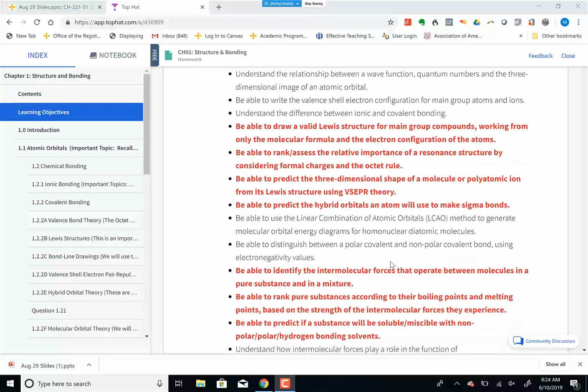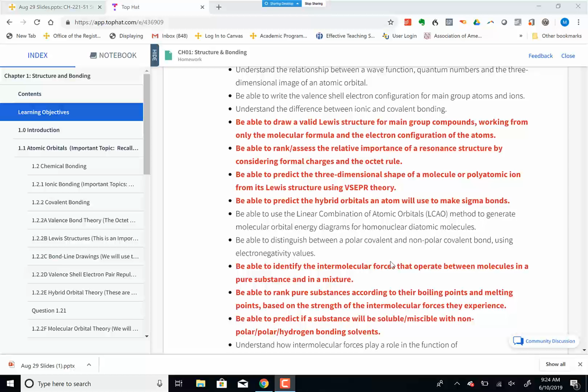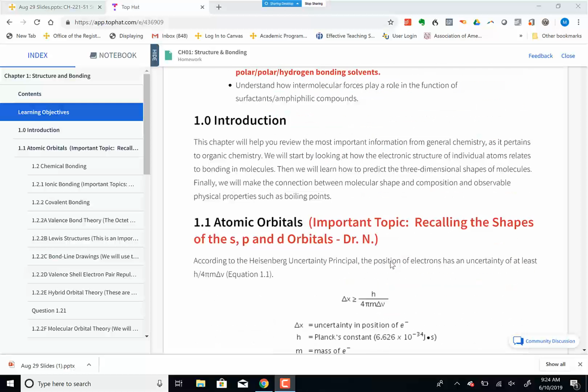So when you look at the learning objectives, you'll see that the ones that I put here in red are the ones that we're going to be going over, and the ones that I prioritize as the most important. Do I want you to be able to learn linear combination to draw molecular orbital diagrams? We're not doing any of that stuff. So if you did that in your general chemistry class, great. Take physical chemistry and you'll go over it again. But we're not going to do molecular orbital.